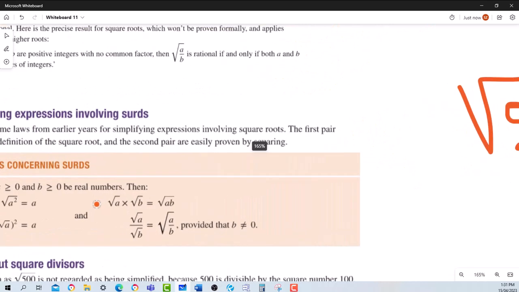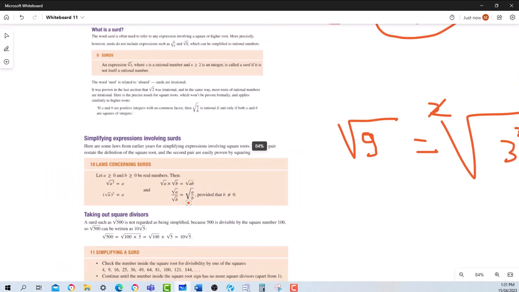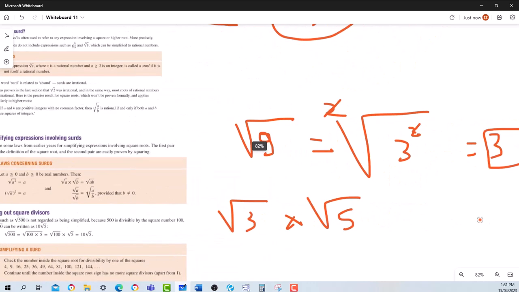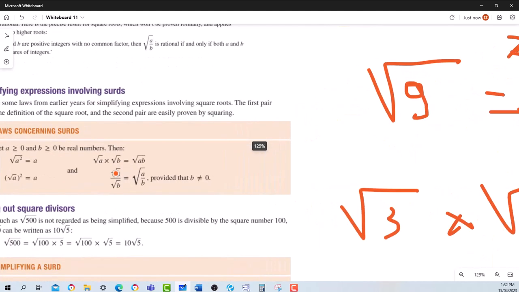The other law is: the square root of a times the square root of b is equal to the square root of a times b. So let's say the square root of 3 times the square root of 5. This can also be written as the square root of 3 times 5, which is the square root of 15. And the square root of a divided by the square root of b is equal to the square root of a divided by b.